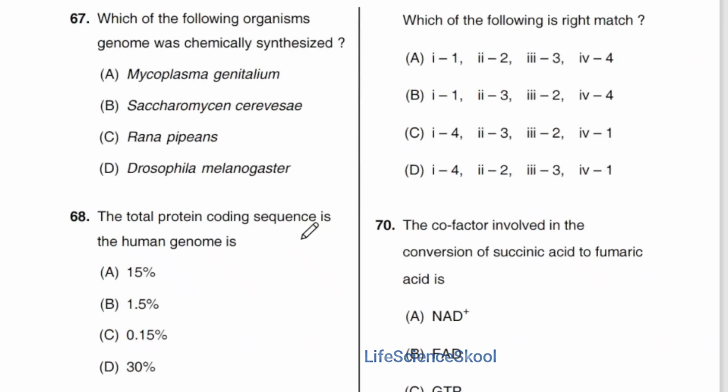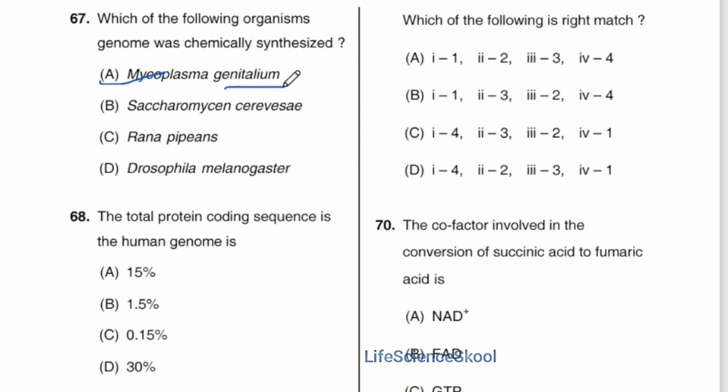Which of the following organism's genome was chemically synthesized? Option A, Mycoplasma genitalium; option B, Saccharomyces cerevisiae; option C, Rana pipiens; option D, Drosophila melanogaster. The correct answer for this is option A, that is Mycoplasma genitalium.